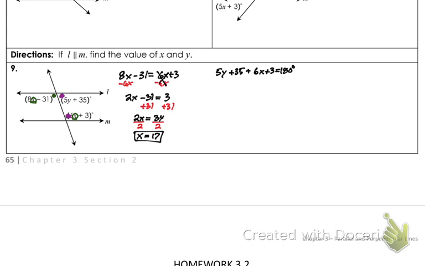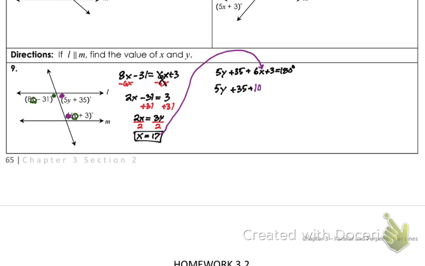But don't we know what x equals? Yes, we know it equals 17. So we're going to take that 17 and plug it in here. So now we're going to have 5y plus 35 plus 6 times 17. That's where we take out our calculator. What's 6 times 17? 102. Yeah, it is 102.